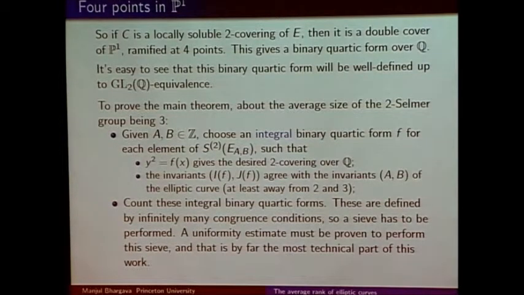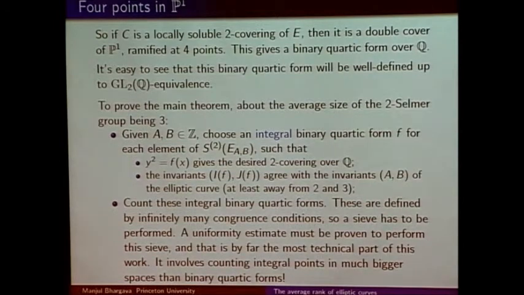Melanie talked a little bit about these uniformity estimates. One has to prove the necessary uniformity estimates. So when you're imposing more and more conditions on the primes, you have to know that the error is not building up too much, and that requires certain uniformity estimates. And that's by far the most technical part of this work, and that's why I won't talk about it.